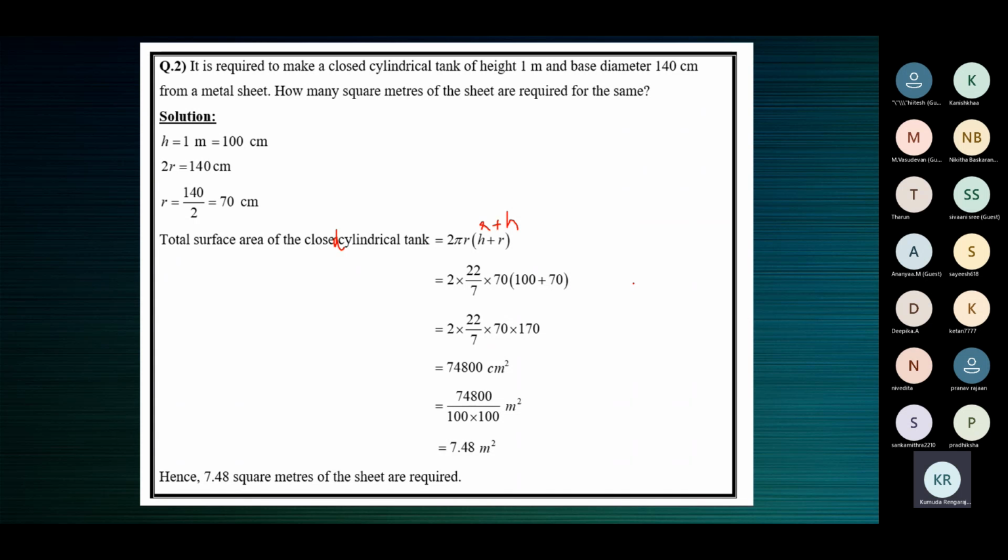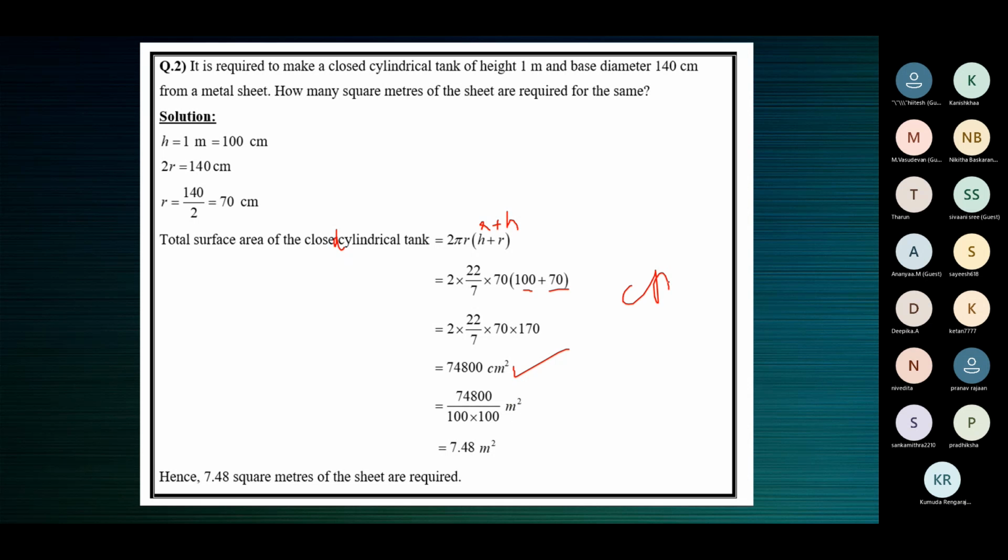So since we have substituted the radius and height in centimeters here, the area will be in centimeter square. And to convert centimeter square to meter square, we need to divide by 100 two times. Centimeter to meter, divide by 100. Centimeter square to meter square, divide by 100 two times.